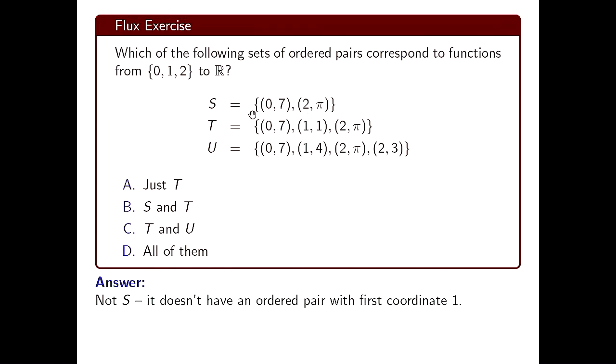T is fine, right? When I put in 0, I get out 7. When I put in 1, I get out 1. When I put in 2, I get out pi. Completely legitimate function, that's fine.